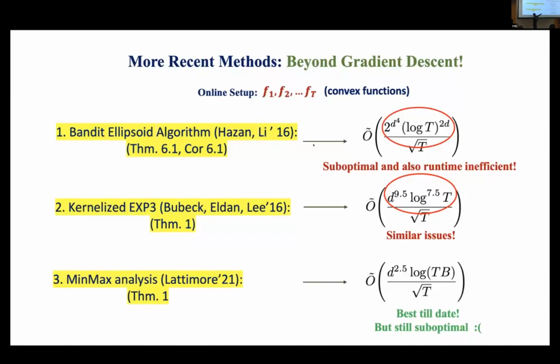So as you can see, there is no simple algorithm known so far in the literature for this problem of online optimization with bandit feedback, which gives a d divided by square root of T kind of rate. And it's an open area of research. So if you have some ideas, you're welcome and feel free to attempt it.